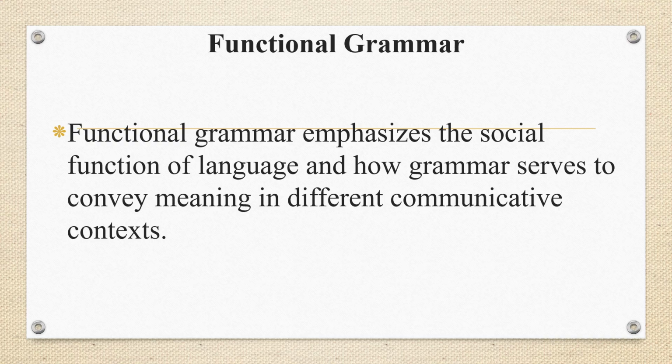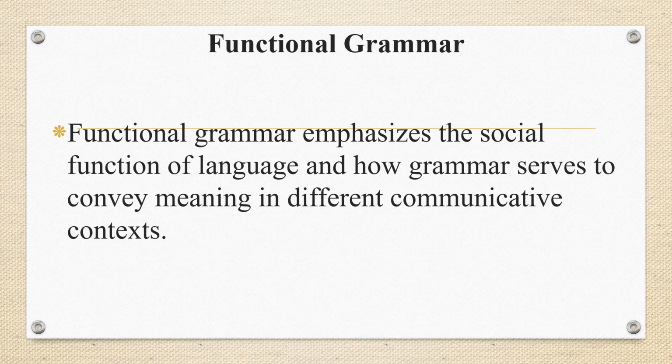So here are some examples of functional grammar. So sentence functions. Functional grammar recognizes different sentence types based on their purpose, such as declarative, making a statement, interrogative, asking a question, imperative, giving a command, and exclamatory, expressing strong emotion. Example, the sun is rising, which is an example of a declarative sentence. Are you going to the park? Interrogative. Close the door. Imperative. Wow, that's amazing is an example of an exclamatory sentence.